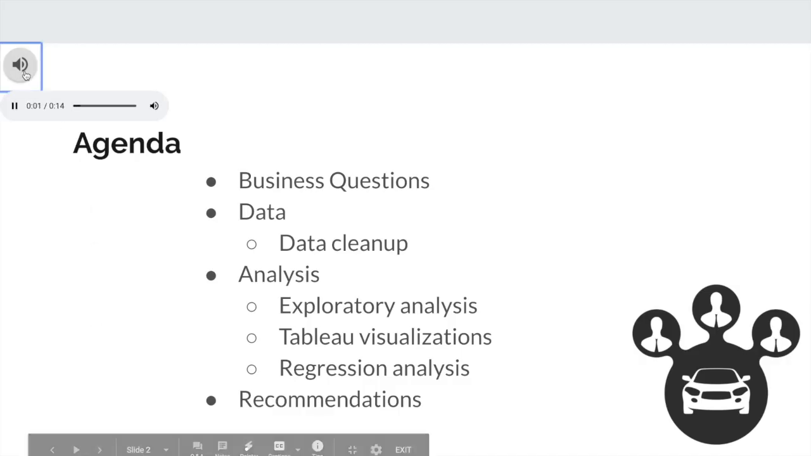Here's our agenda for today. We have 4 parts in total: the business question we want to explore, the data itself, the analysis we've conducted on the data, and our recommendation based on the analysis.